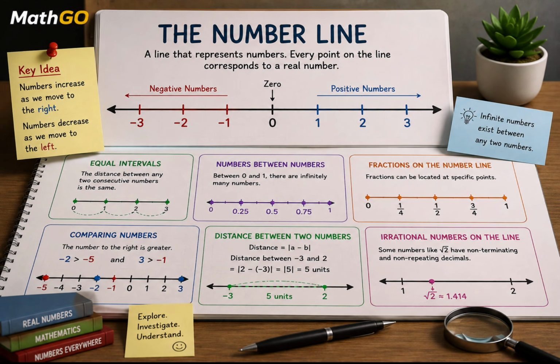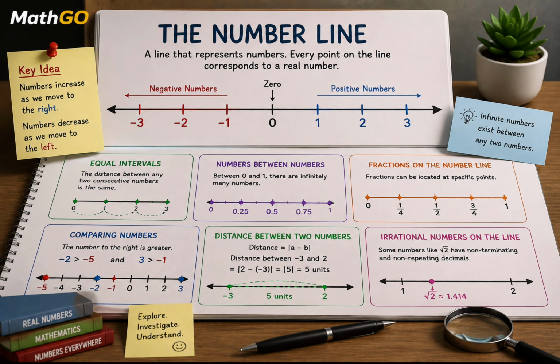Let's begin with the most basic question. What exactly is a number line? Imagine you are creating a map. You need a fixed reference point. In our number line, that reference point is 0. From 0, we move to the right. 1, 2, 3, 4, and so on. And to the left, -1, -2, -3, -4, and so on.